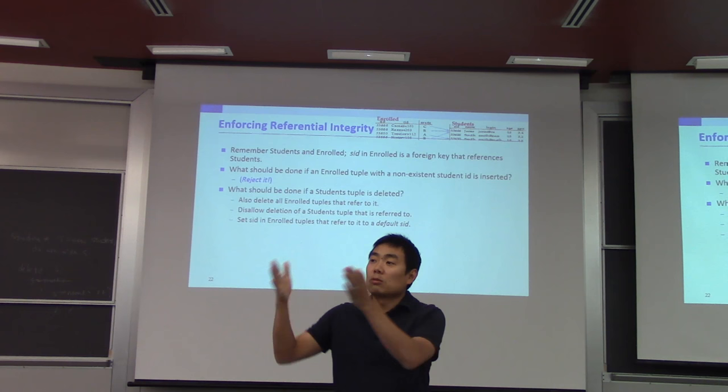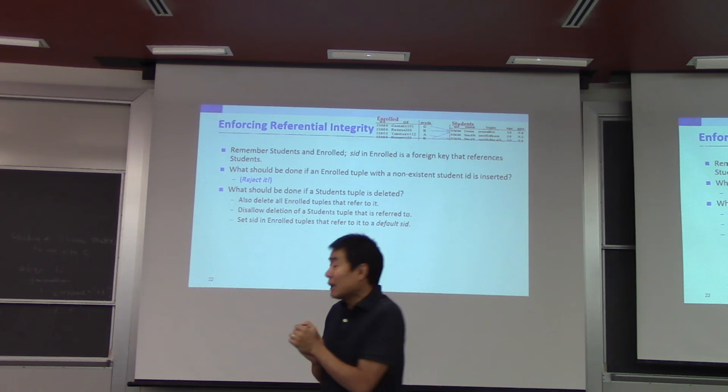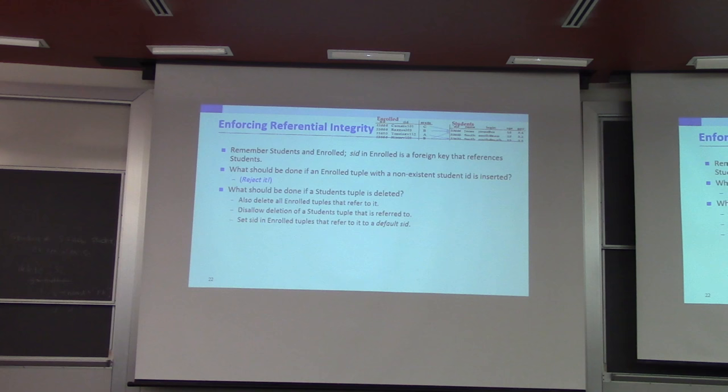In that case, what happens is you can set the student ID value to null, or sometimes some other default value, so that this allows you to delete the student record without deleting all the enrolled records.